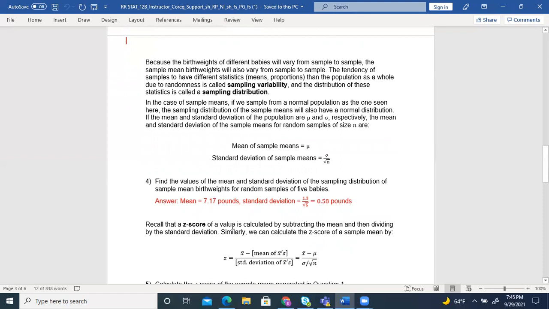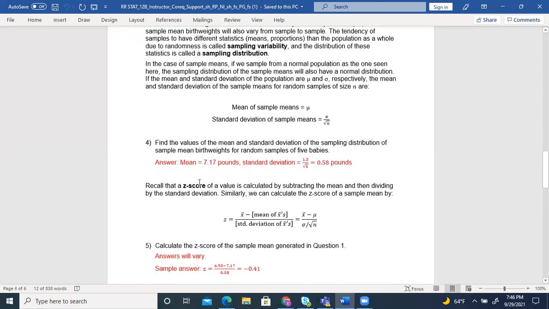In my case, since the population mean is 7.17, the mean is going to be the same for the sample means. So I will have the same mean, 7.17. How about the standard deviation? I will use sigma, then divide by the square root of 5, since I have a sample of size 5. If you have a different sample size, you must put that number, since it depends on the size of your sample. So it's sigma over the square root of 5.